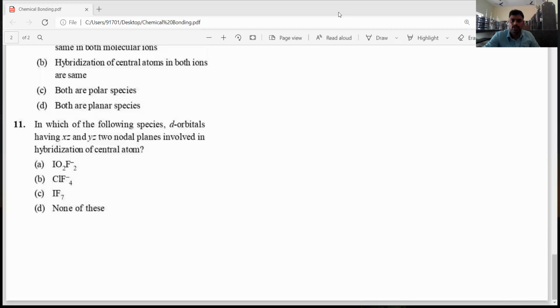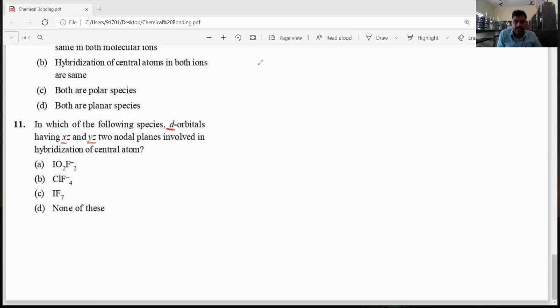The given 11th question is, we have to identify which of the following species' d orbital needs to be involved in hybridization having two nodal planes. Those nodal planes are the dxy and dyz nodal planes, containing d orbital involving hybridization.